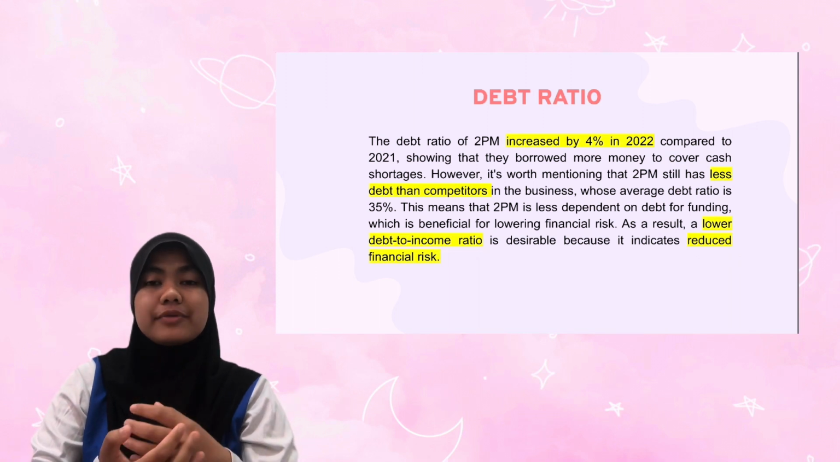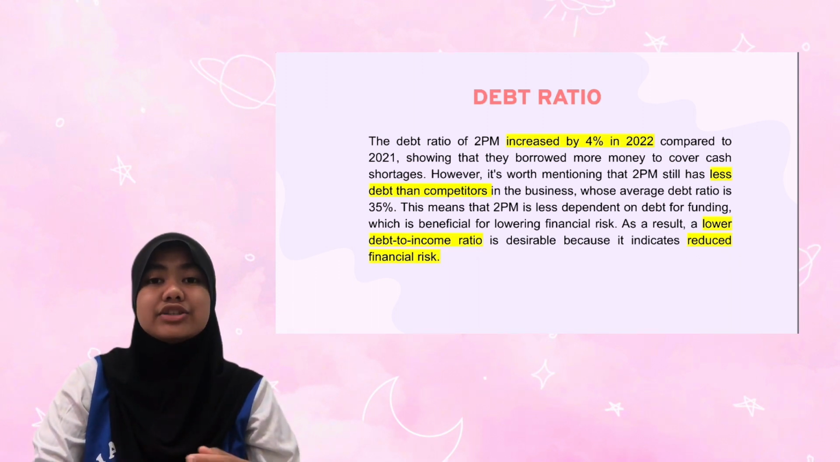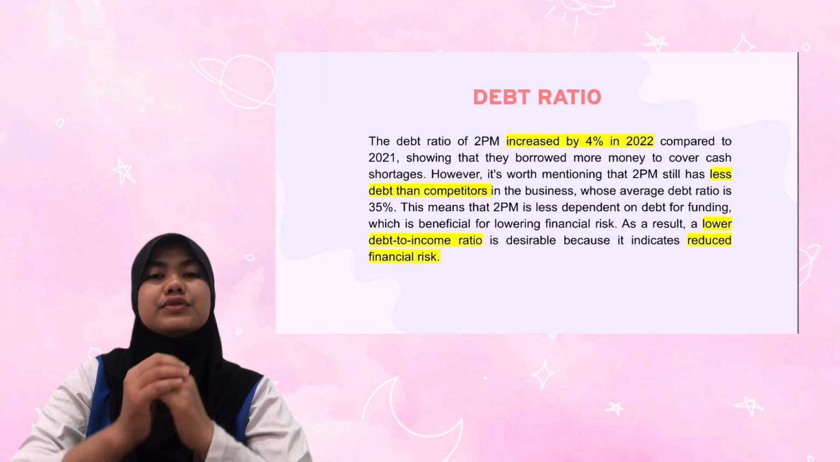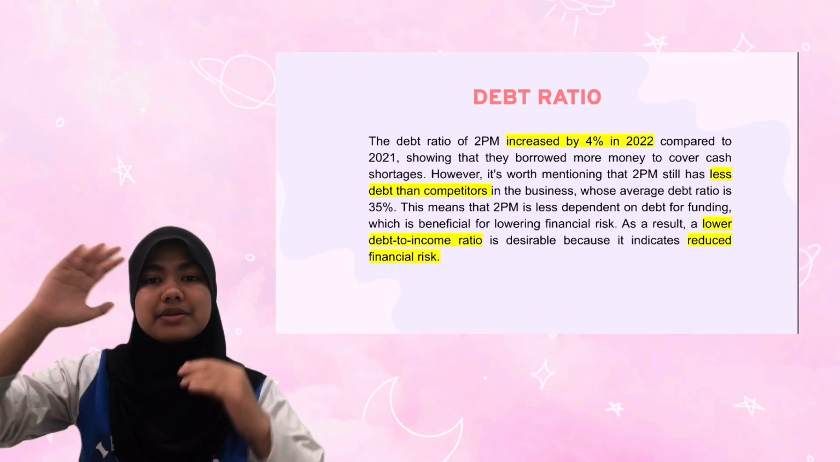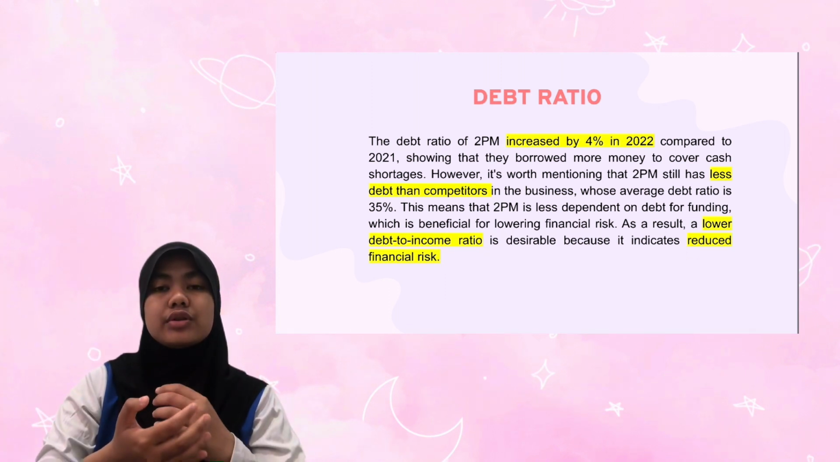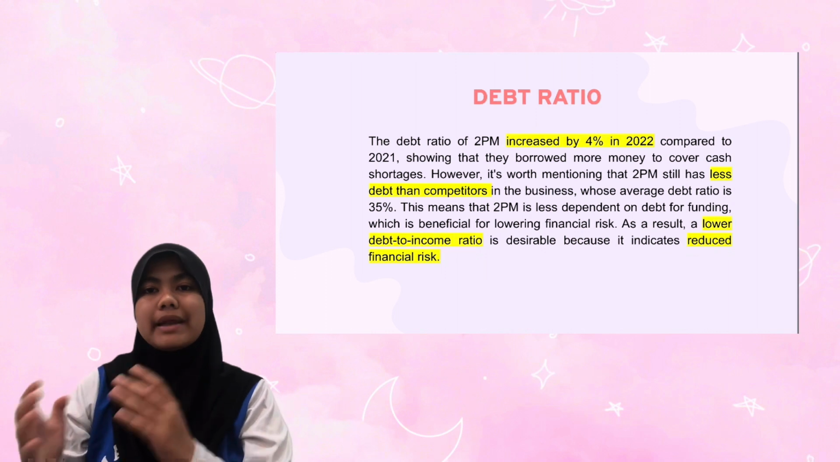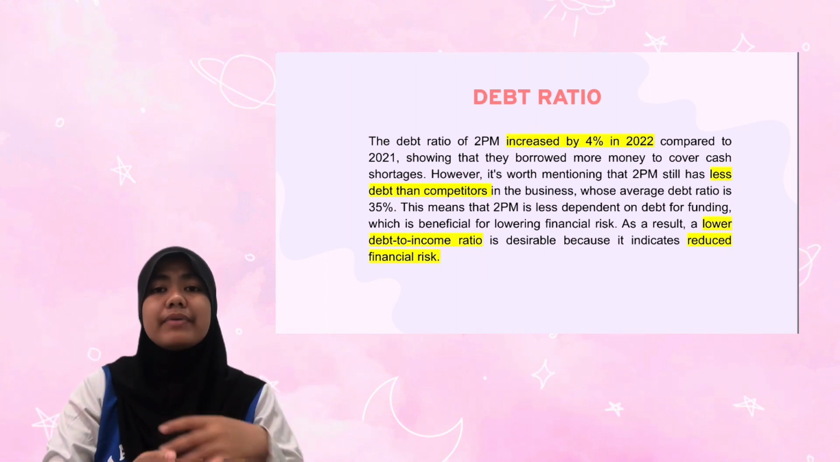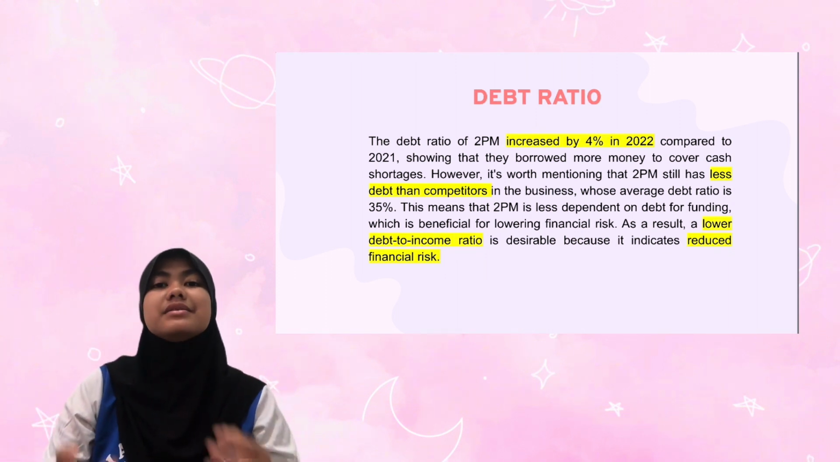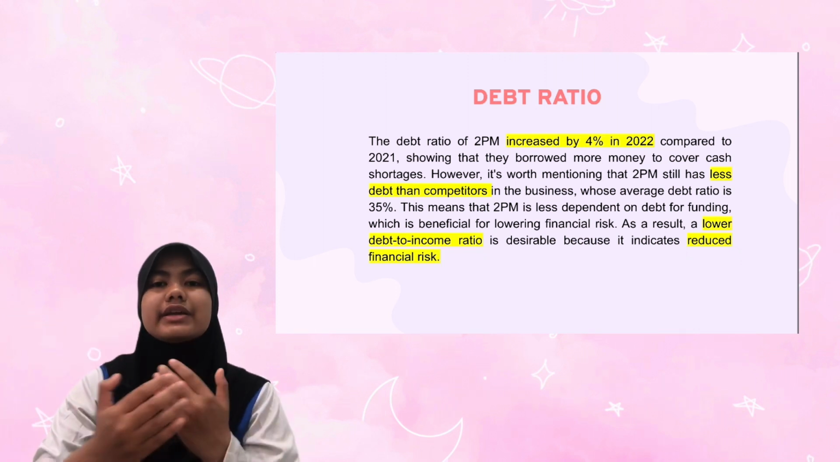According to the above information in question 3, the debt ratio for the 2PM company for 2022 is 4% higher than in 2021. This means that they borrowed more money in 2022 as compared to the previous year to finance the business because the company is short on cash.